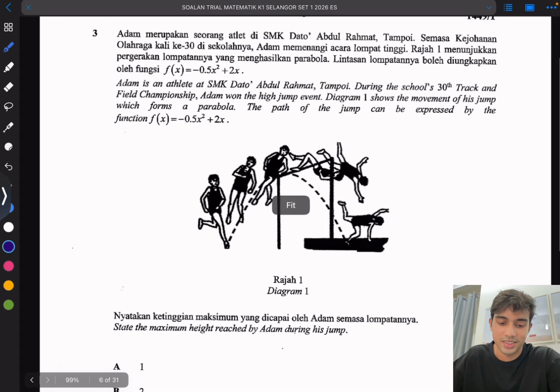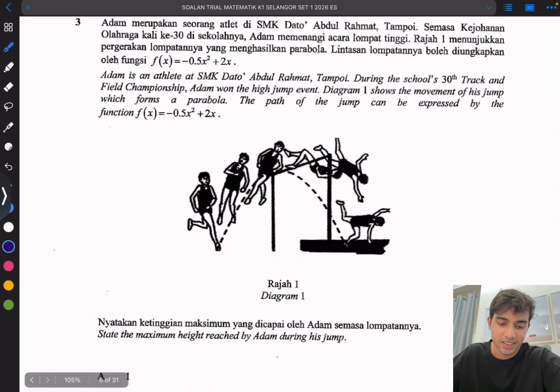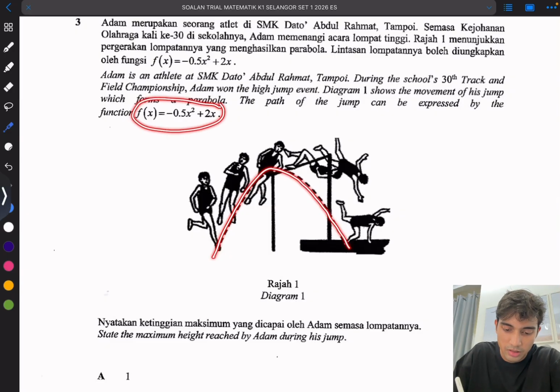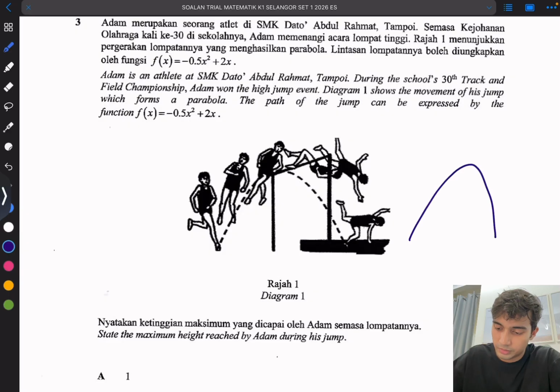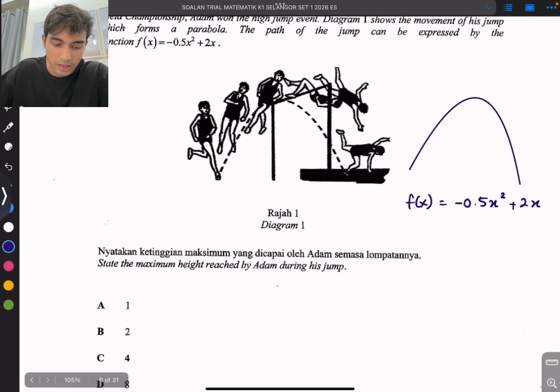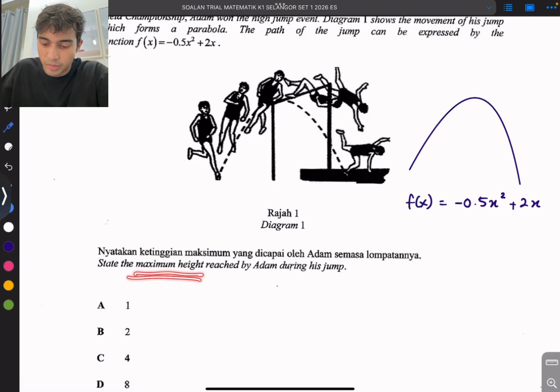38 more to go. Let's look at 3. Adam is an athlete during the school's track and field championship. He won the high jump event. Part of the jump can be expressed by this function. So his jump follows this function. So this is our graph. f(x) equals negative 0.5x squared plus 2x. Okay. State the maximum height recorded by Adam during his jump.